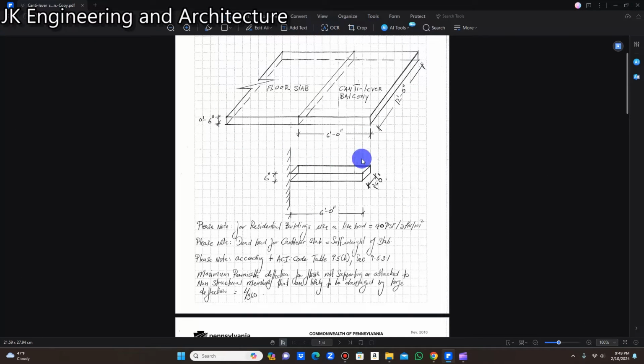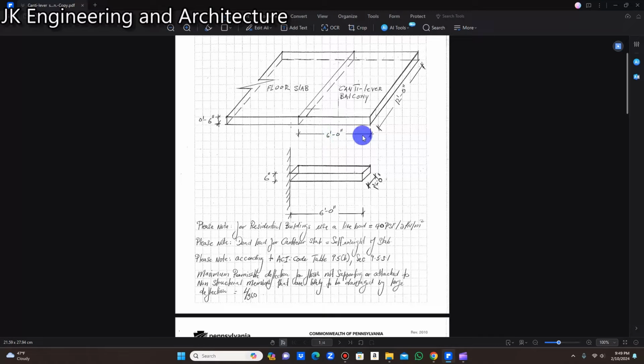So this is the cantilever that I'm going to be talking to you about. I'm going to show you how to calculate the amount of deflection in this cantilever based on the amount of loads that this cantilever is going to carry. Now, this portion of the slab is the floor slab, and the cantilever balcony, which is a cantilever slab, is attached to the building and it projects 6 feet away from the building.